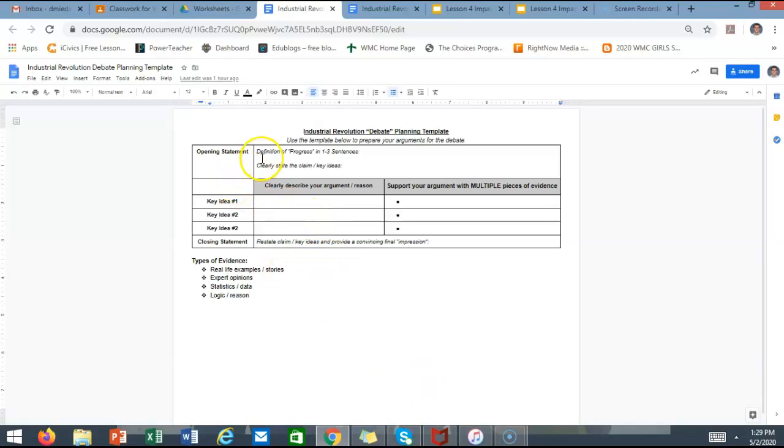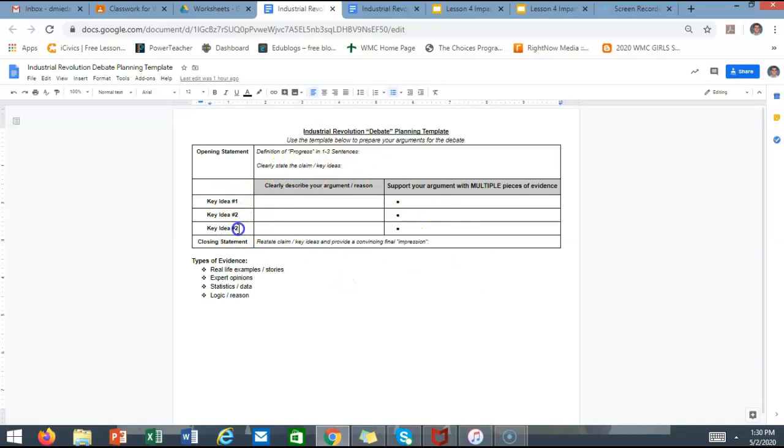So the first part is coming up with your definition of progress. That should be the literal first thing that you do here. You can't support a claim if you don't tell me exactly what progress looks like from a Christian point of view first. So in 1 to 3 sentences, explain what progress means for a Christian. Second, explain your claim for the prompt. Do you think the Industrial Revolution achieved progress based on this definition or not? Clearly state what you think.